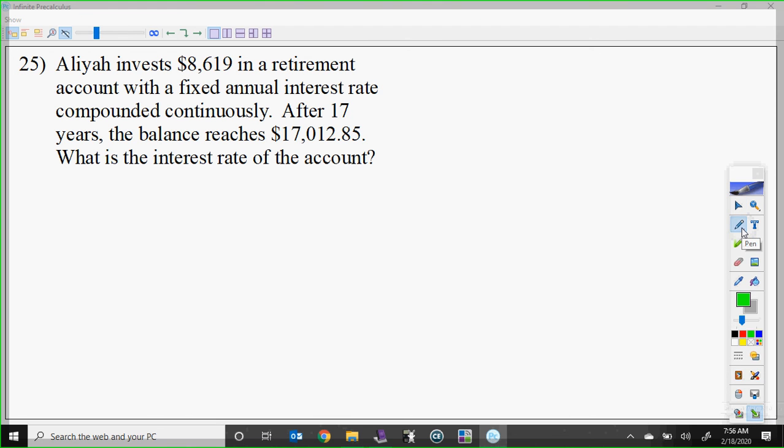Alright, so it says Leah invests this amount of money. This is our P. We get this. This is our A. This is our T. What is the interest rate? So they're asking me to find R, and it's compounded continuously. So we're going to use PERT.